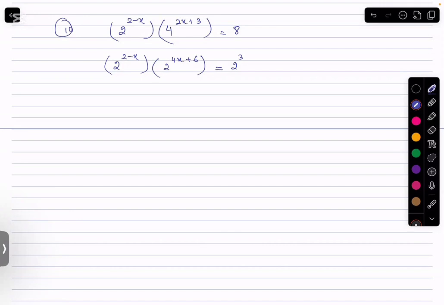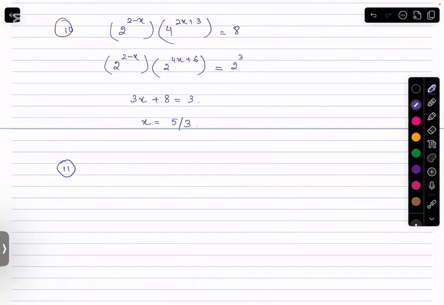We'll add the two powers and equate it to 3. Right. Adding the two powers, what should it be equal to? 3x plus 8 is equal to 3. What is the x value? 5 upon 3. Right. You have done it side by side in your notebook as well. Yes.